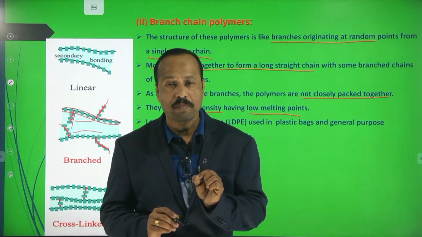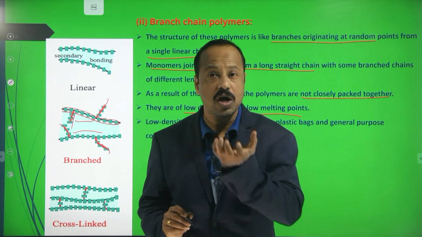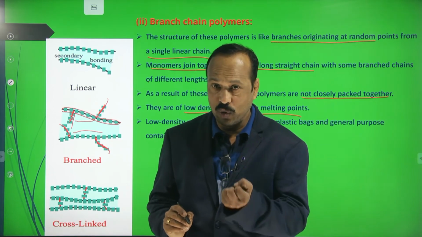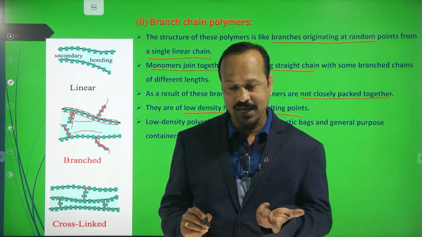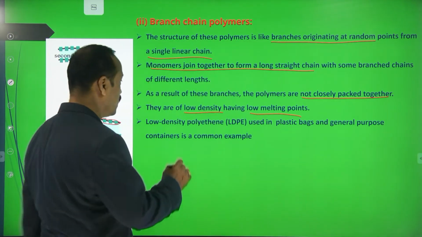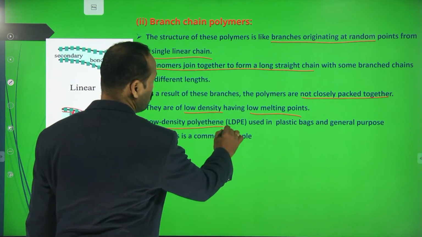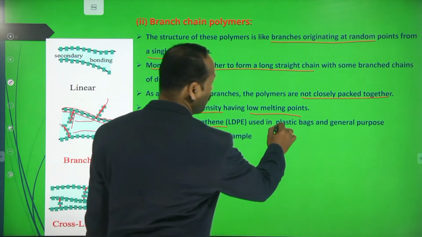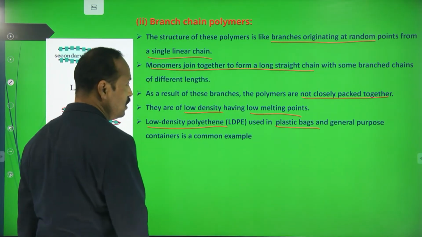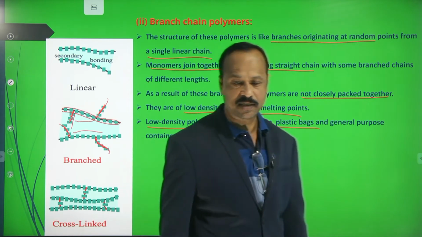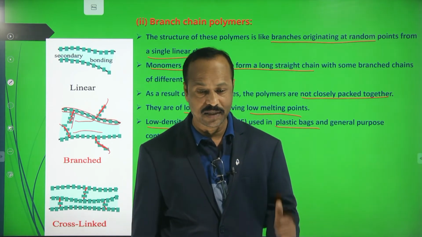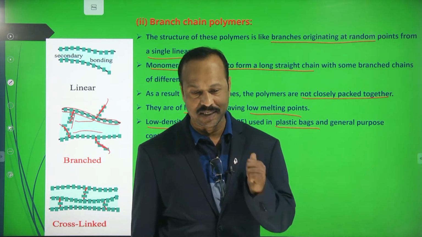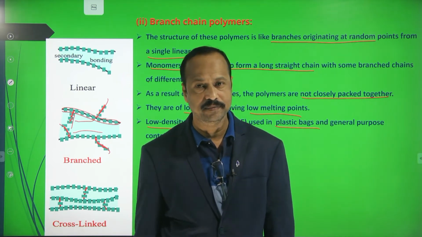So generally branched chain polymers have low density and low melting point, meaning very quickly they can melt. So where can we use them? We can use low density polythene, which is used in plastic bags. Plastic bags and plastic containers can very easily be made. In such cases they use these branched chain polymers. Is this clear to you?